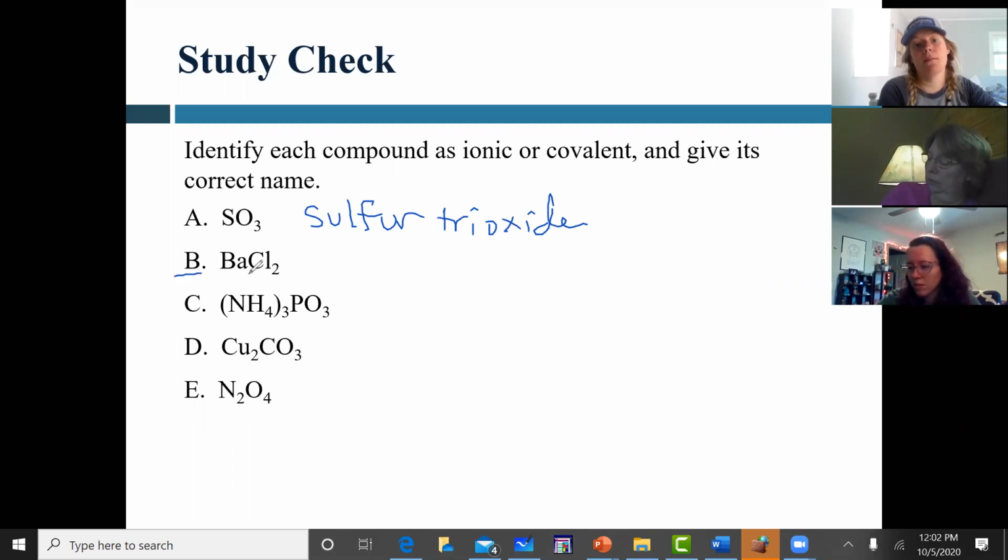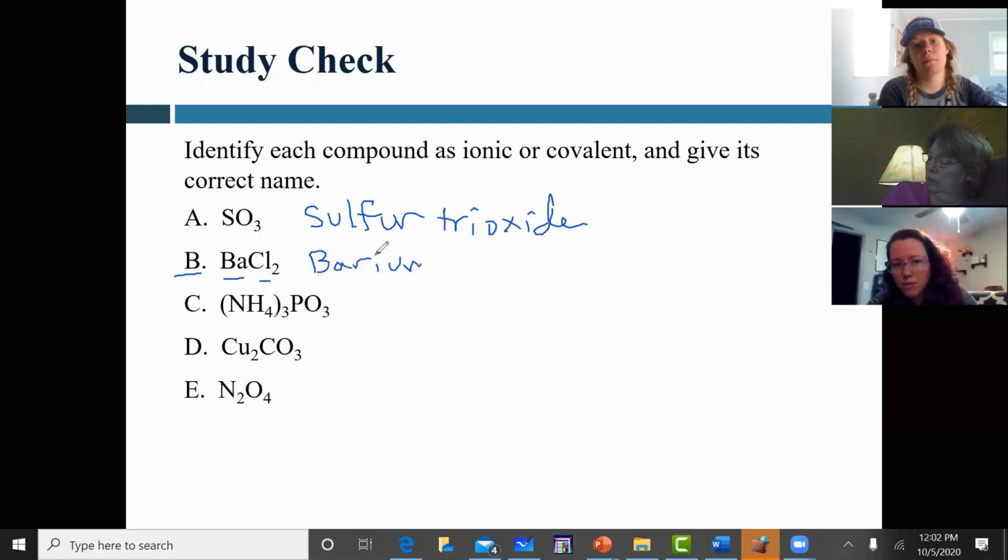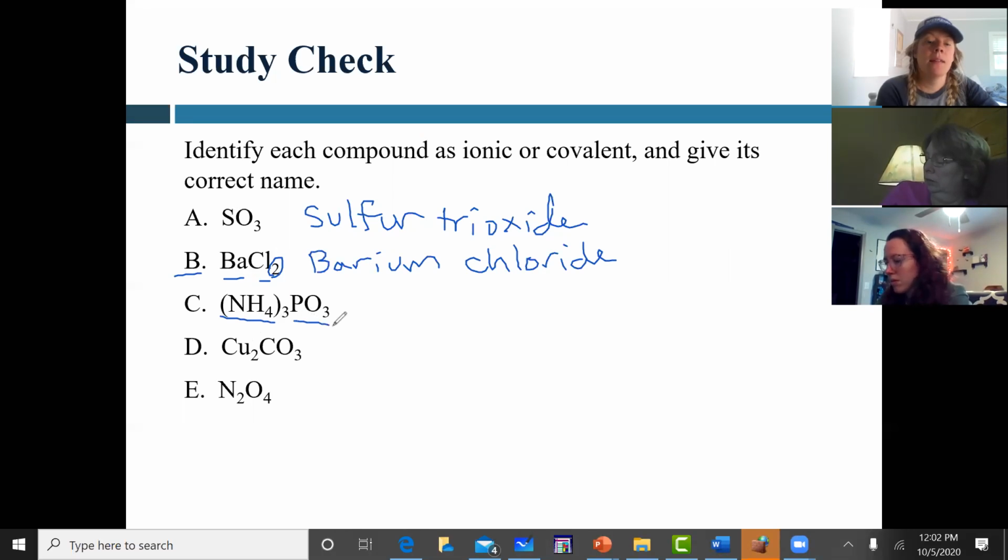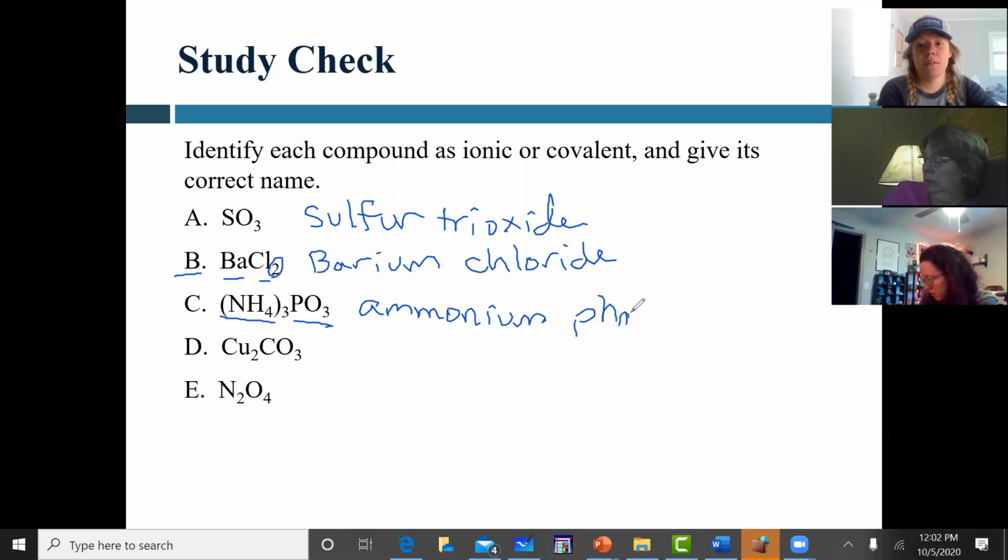The second one here is a metal and a nonmetal. The metal has a predictable charge, so I can just call this barium chloride. And if you're saying, well, you have 2 chlorines, don't we need to use a prefix? No, we don't use prefixes if there's a metal. This thing is a polyatomic ion, and this is also a polyatomic ion. So I just say the two names together, ammonium phosphite. This here is a metal with a polyatomic ion, copper.